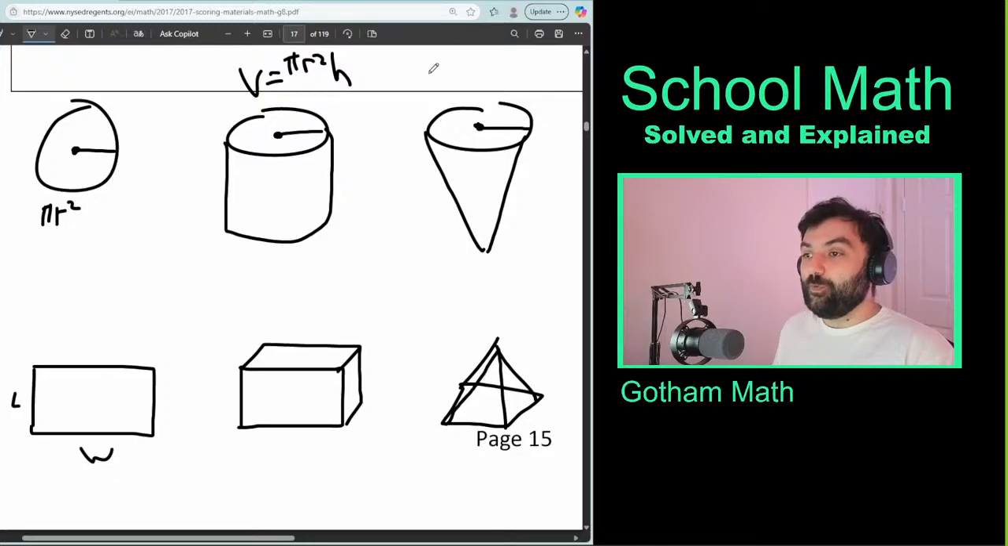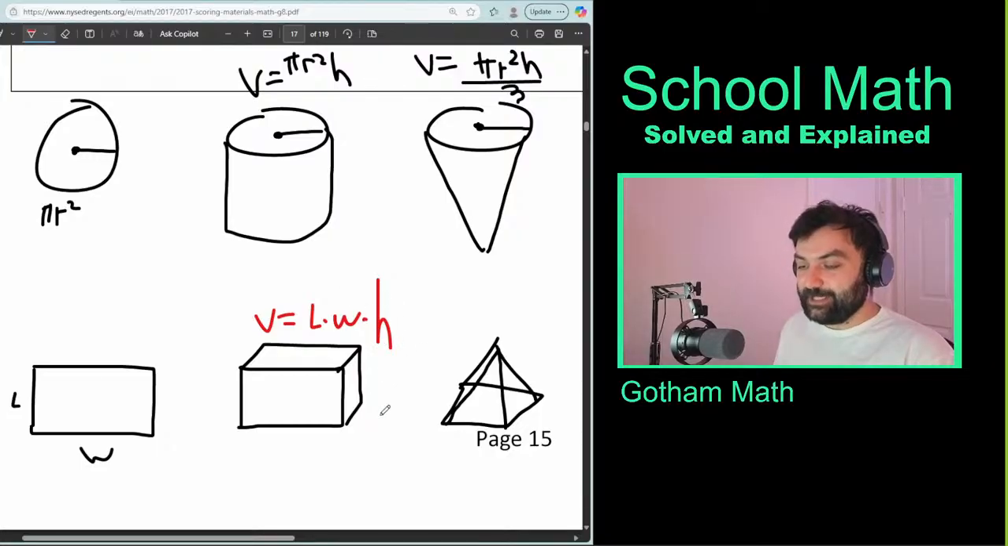Now the cone's formula is an evolved cylinder. It's pi r squared h, but over 3. And believe it or not, it works the same way with rectangles. Rectangle area is length times width. Now the volume of the prism is length times width, but also times height. So like height came in.